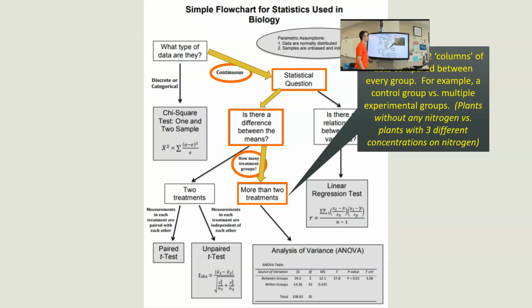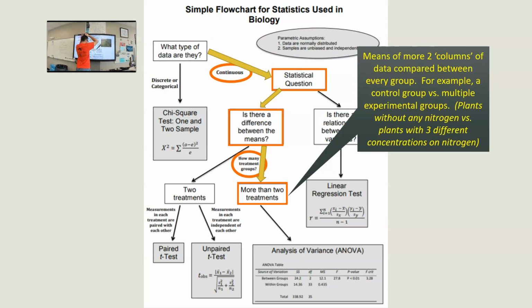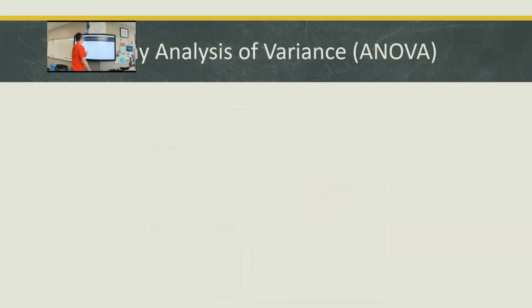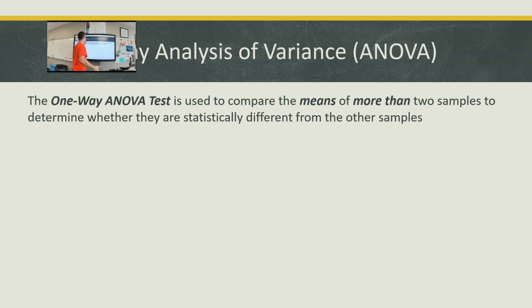ANOVA is where you talk about more than 2 columns. A lot of you will be using this. You're going to do different variables, but you don't expect a linear trend, but you want to see different situations. You might be testing different drugs. You might be testing different concentrations of something, but not linearly. Plants without any nitrogen versus plants with 3 different concentrations of nitrogen would be the ANOVA test. So you're going to have multiple columns of data. You're going to compare them against each other.